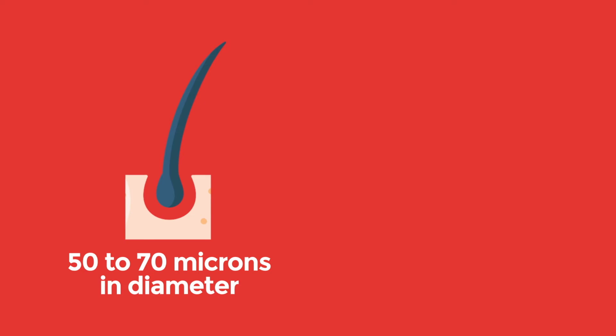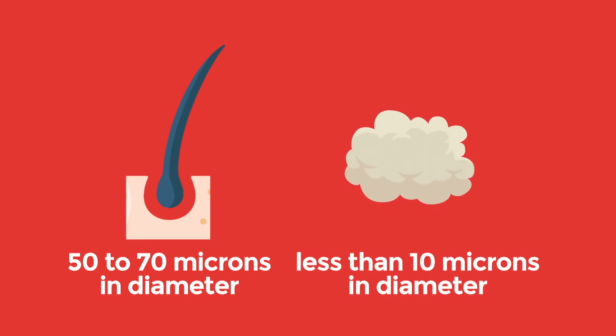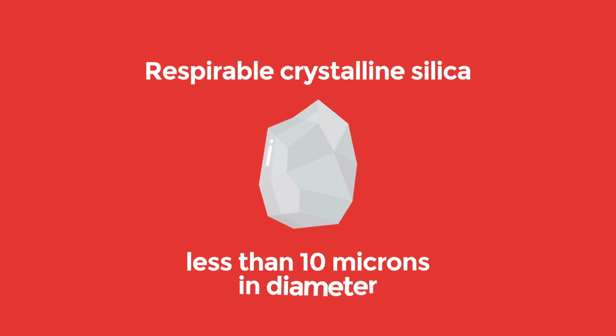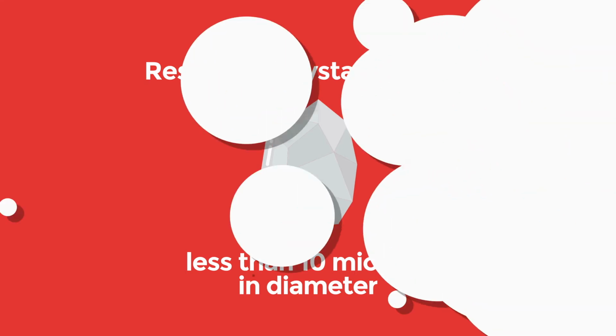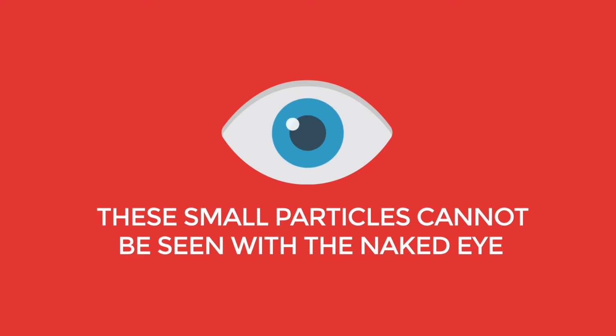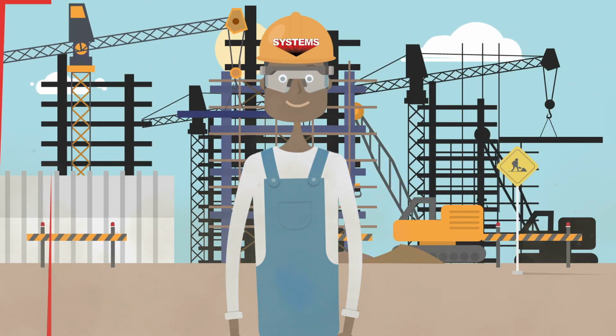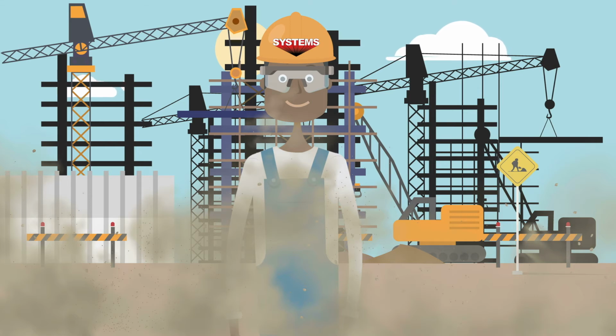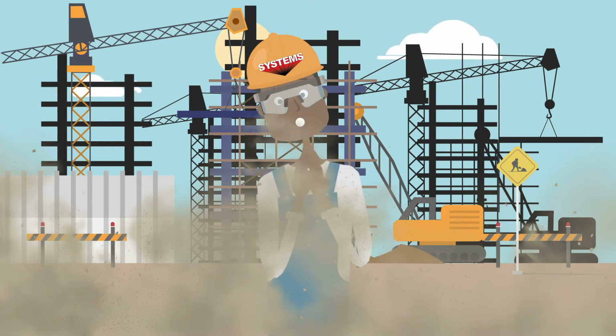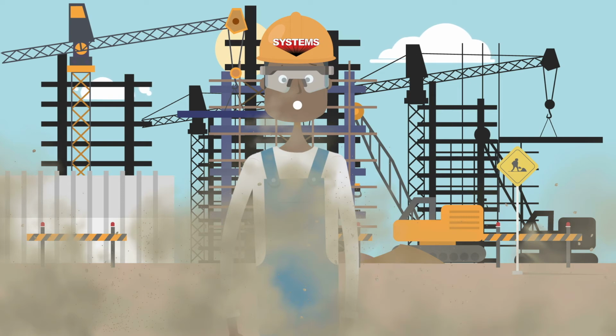To better understand the size of these particles, consider the size of a human hair. A single hair can measure between 50 to 70 microns in diameter, while dust, pollen, and mold are less than 10 microns in diameter. Silica dust that is less than 10 microns is respirable crystalline silica and leads to silicosis. These small particles cannot be seen with the naked eye. Typically, if you can see the dust, the particles are larger and will be blocked by the nose. But with the larger particles, respirable dust is present and can potentially make its way into the lungs.